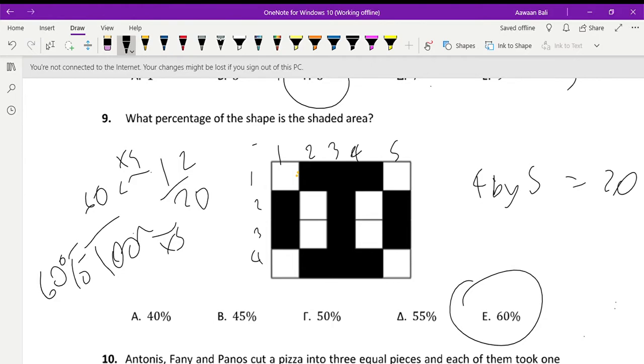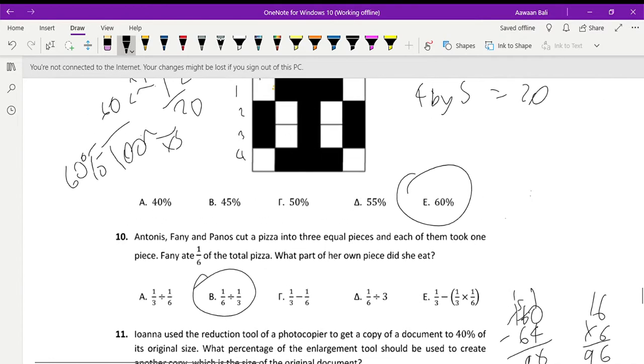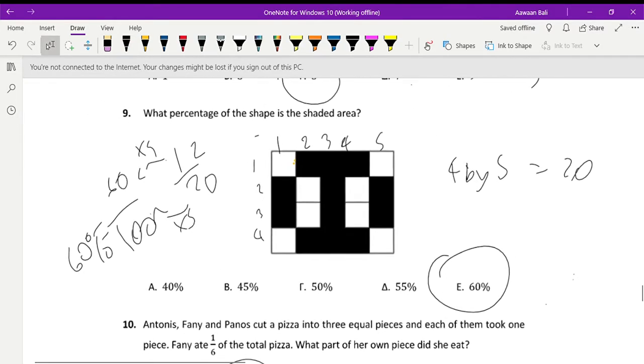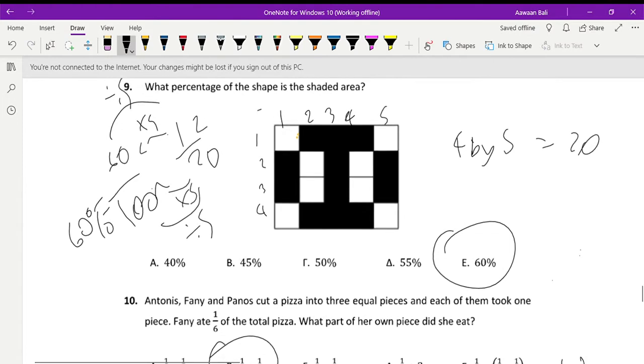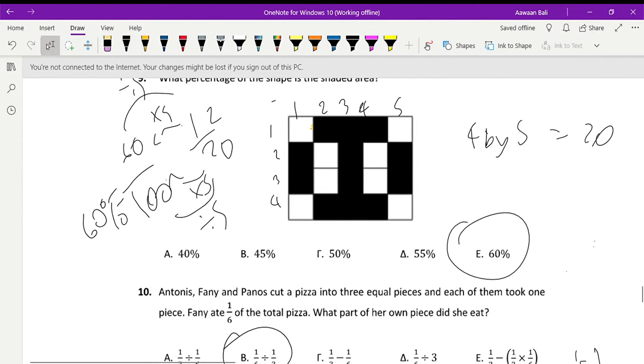Okay, so basically the answer is 60%, eta. Pretty easy. And if you want to check, you can just go back to 60 upon 100, divide by 5, and divide by 5, and then just count the 12s. Count the 12 and the 20.